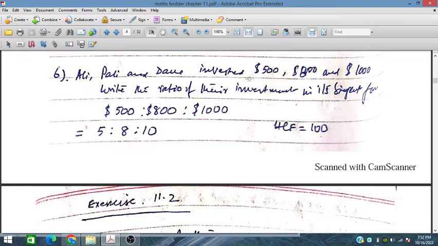Ali, Pali and Dave invested $500, $800 and $1,000 respectively. Write the ratio of their investment in its simplest form. So 500, 800 and 1000. We can divide by 100, which is the HCF. So they have the ratio of 5, 8 and 10.